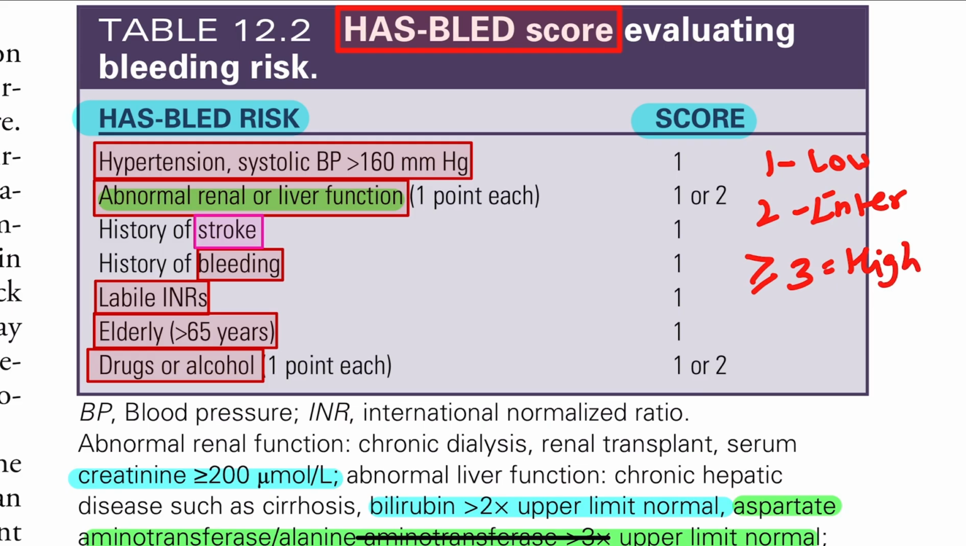So remember HAS-BLED. H for hypertension, A for abnormal renal and liver function, S for stroke, B for bleeding, L for labile INR, E for elderly, that is more than 65 years of age, and D for drugs and alcohol. Thank you.